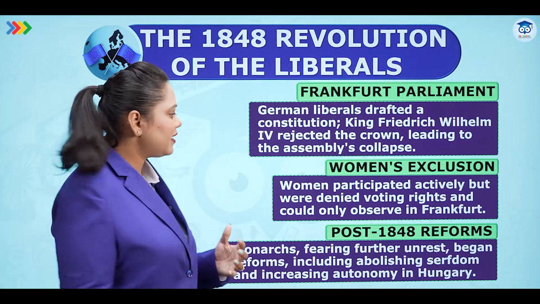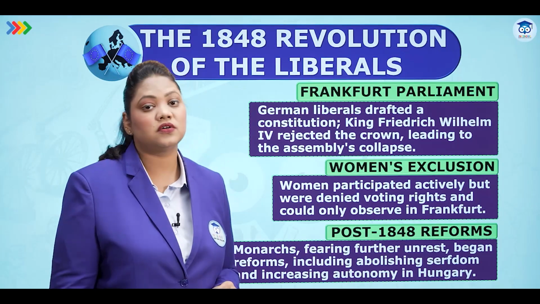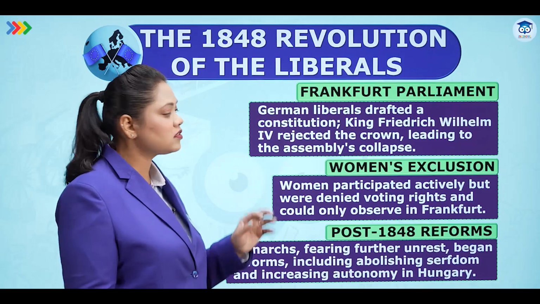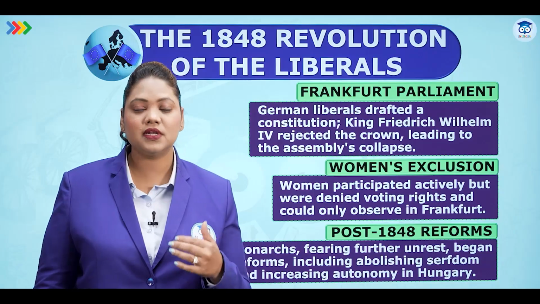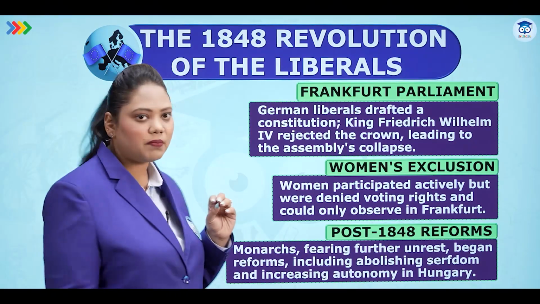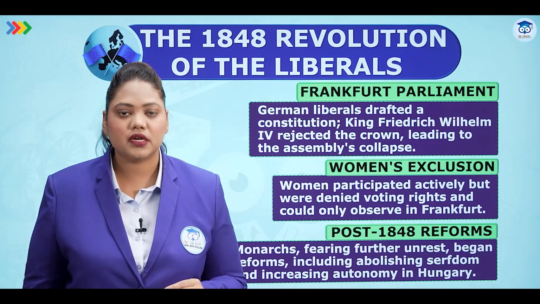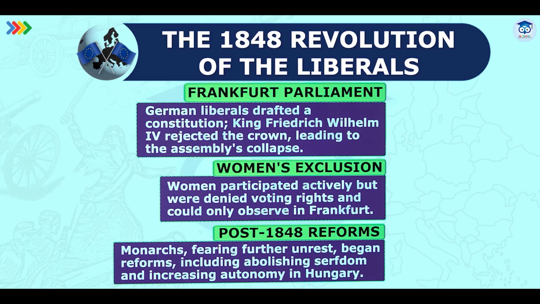Women participated actively but were denied voting rights and could only observe in Frankfurt. So the German liberals wanted a parliament. So where did they assemble? They went to the Church of St. Paul, and over there women were not made a part of any kind of representative. They were made to only watch from the gallery. Post 1848 reforms, the monarchs, fearing further unrest, began reforms, including abolishing serfdom and increasing autonomy in Hungary.